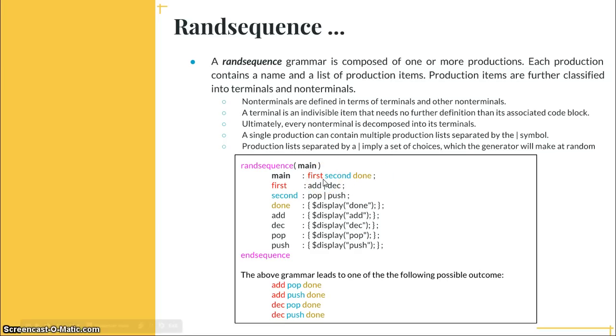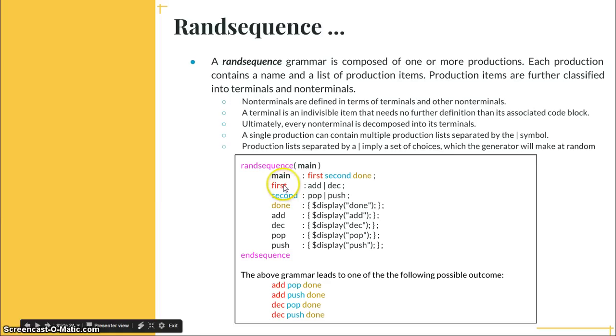I have used a color coding for your easy understanding. Look at the production named first. Here you can see it's again listing two different productions, named add and duck. But you might have seen an OR symbol in between. When an OR symbol is added, it will make a random selection between the productions listed. So a single production can contain multiple production lists separated by an OR symbol, and you will choose a random selection between them.